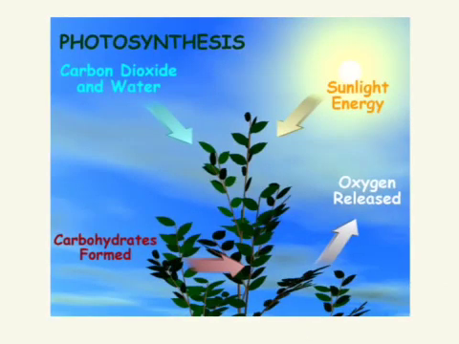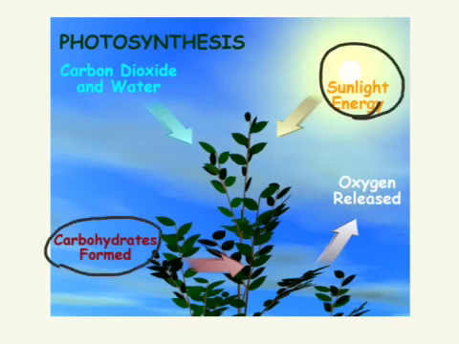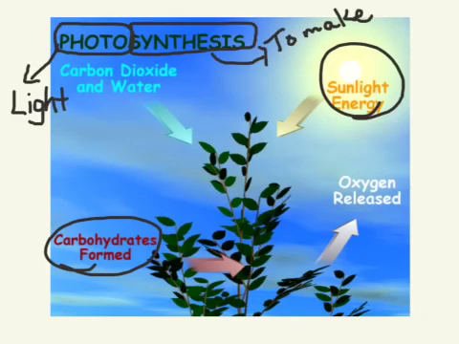So today we're going to talk about photosynthesis. In photosynthesis, plants use sunlight to make their own food, and carbohydrates are the type of food that they make. The word photosynthesis is made up of two parts, photo meaning light, and synthesis meaning to make or to put together.